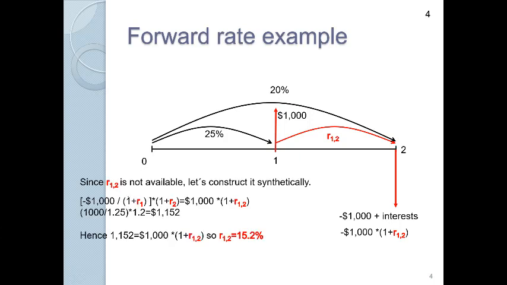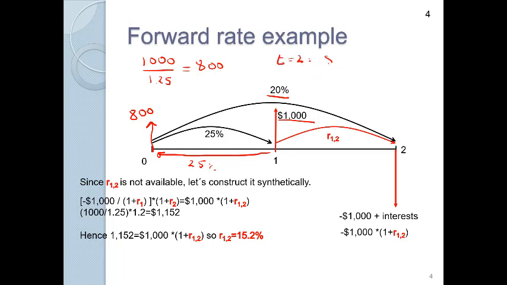So R1,2 is not available, so we're going to construct it synthetically. What I'm going to do is take this $1,000 and discount it to time 0 at a rate of 25%. I'm going to take the 1,000, discount it at this rate, 1.25, and I'm going to get some value here. This value is actually going to be 800. And then once I have those 800 here, I'm going to bring them to the future at this rate, to t equals 2. So at t equals 2, I'm going to have 800 times 1.2 squared, and this is going to give me 1152. So here, what I'm going to be receiving is 1152.